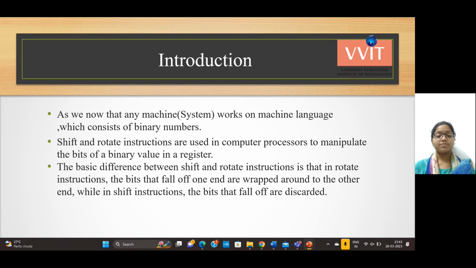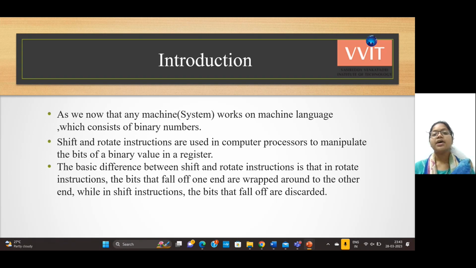Hence the shift and rotate instructions are used in the computer processors to manipulate the bits of the binary value in a register. Hence, what is a shift instruction? What is a rotate instruction? What is the difference between a shift and rotate instruction? In rotate instruction, the bits that fall off are wrapped back to the other end, whereas in shift instruction, the bits that fall off are discarded.